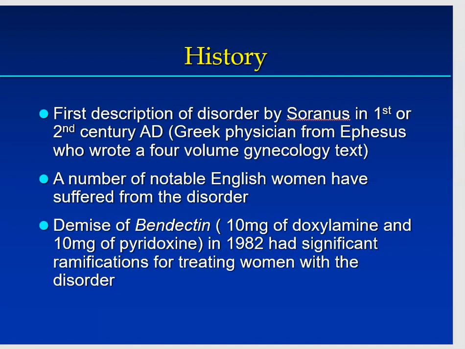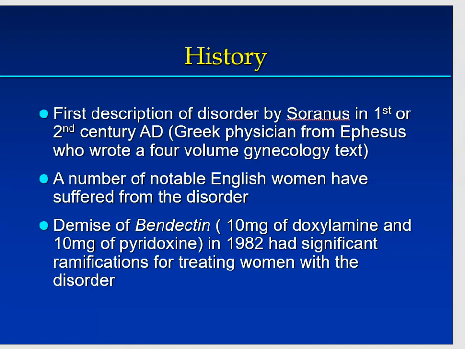If we look at the history of the disorder, the first description of the disorder was by Soranus in the 1st or 2nd century AD. He was a Greek physician from Ephesus who wrote a 4-volume gynecology text. Also of historical note is that a number of notable English women have suffered from the disorder, and we'll talk about some of these women shortly.